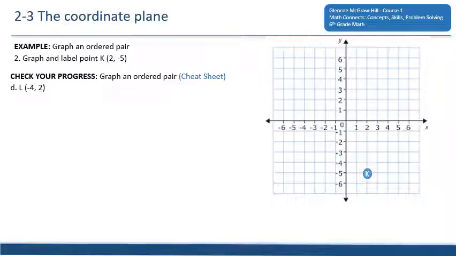And now we're going to check our progress and graph ordered pairs. So L, -4 and 2. We're going to go left 4 places on the x-axis and then up 2 on the y-axis, and that is where we'll place L. M, so we'll go 5 places to the left on the x-axis and then 3 places down on the y-axis, and that is where we'll place M. N is 0, so we're going to stay put on the x-axis. We're not going to go left or right at all, and we're going to go up 1 on the y-axis.